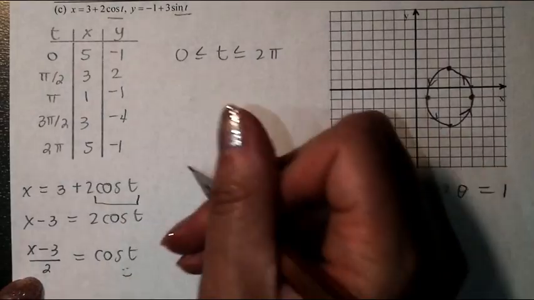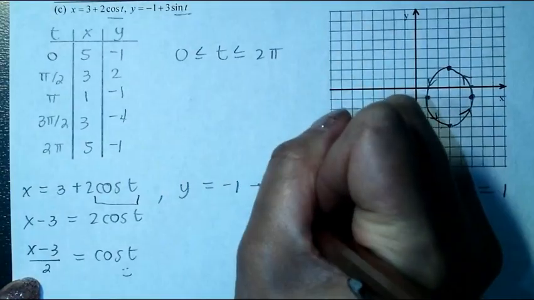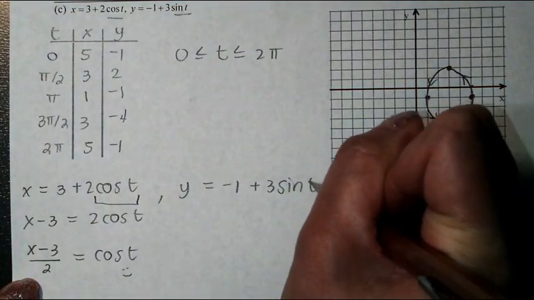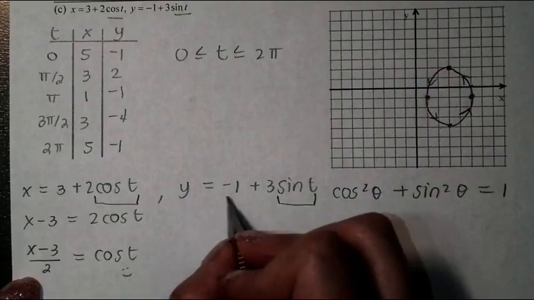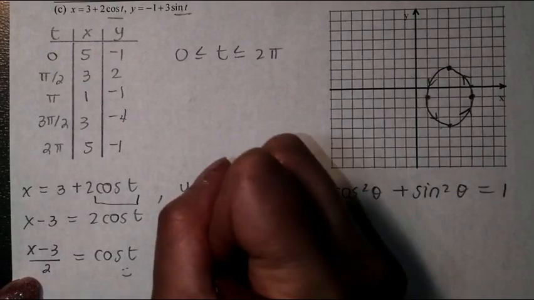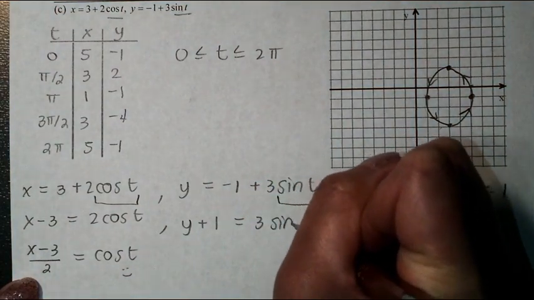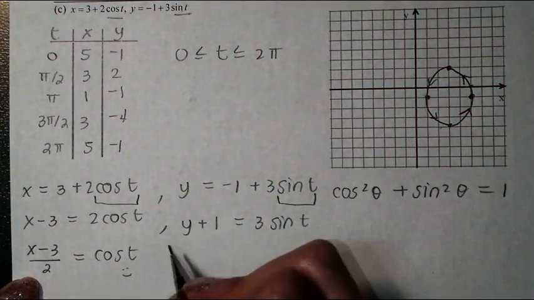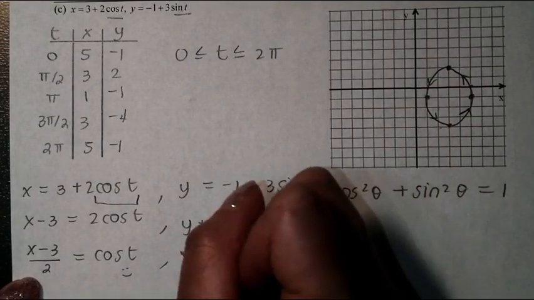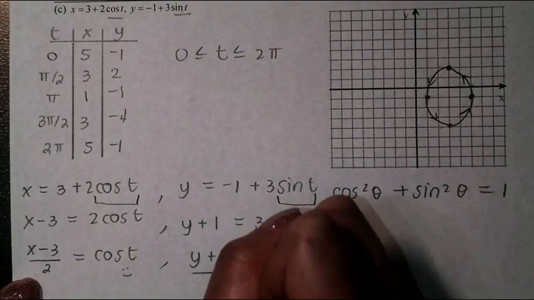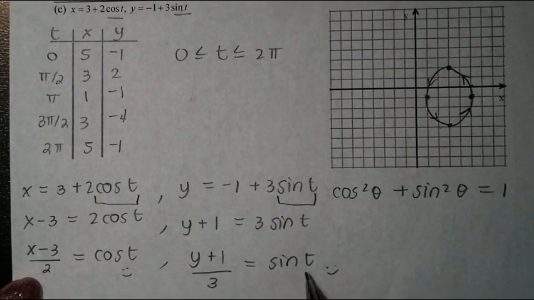Now on the other equation, y equals negative 1 plus 3 sine t. What are you going to do? You are going to solve for sine of t. So we're going to pass this negative 1 positive to the other side, so we have y plus 1 is equal to 3 sine t. Similarly to the previous equation, we're going to divide both sides by 3, so you have (y plus 1) divided by 3 is equal to sine of t. Now I'm very happy because my sine of t is alone.